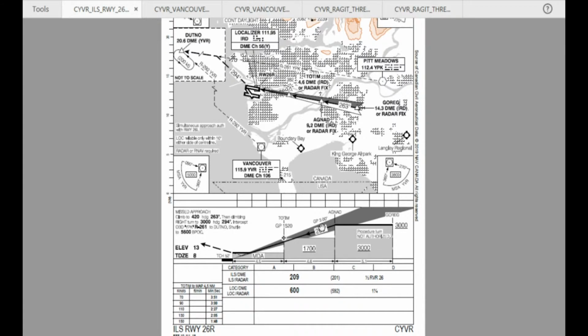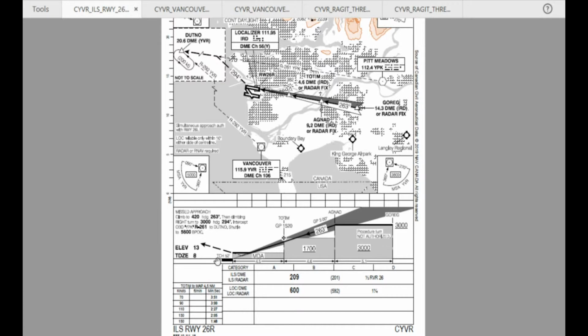Along heading 263, we can see the glide path here is 3 degrees. And then at Totem, once again, we need to be at or above 1,700. At Totem itself, we can be as low as 1,520 if we're exactly on the glide path. Also here, we can see our touchdown zone elevation is 8 feet, and the elevation of the airport is 13 feet. So that means that there's an average incline of about 5 feet on this runway, so not a lot.